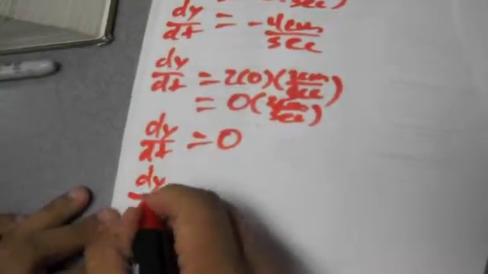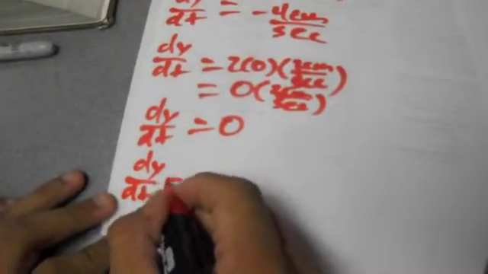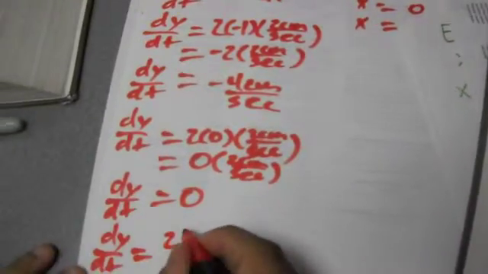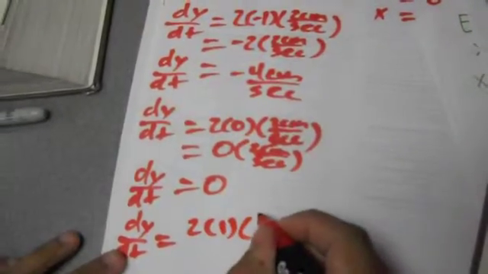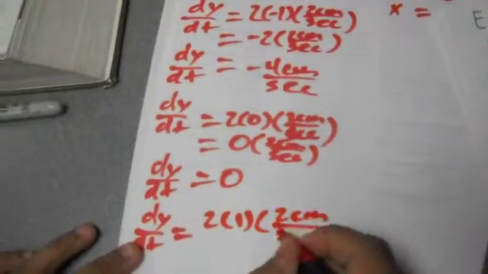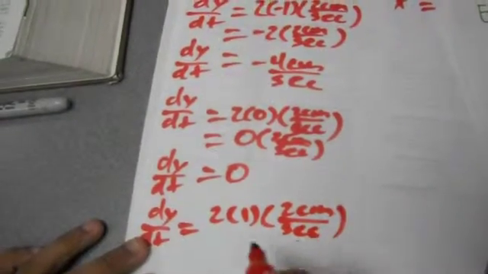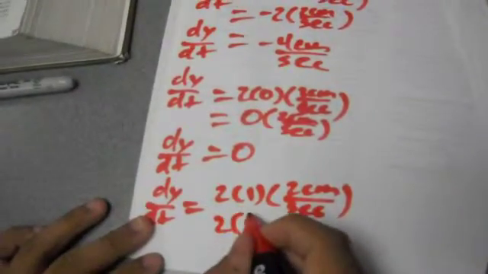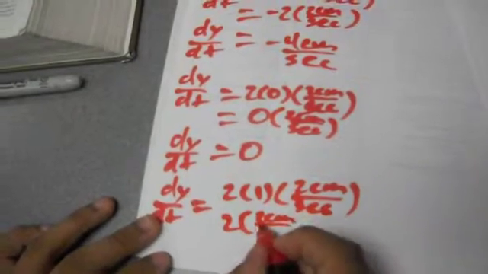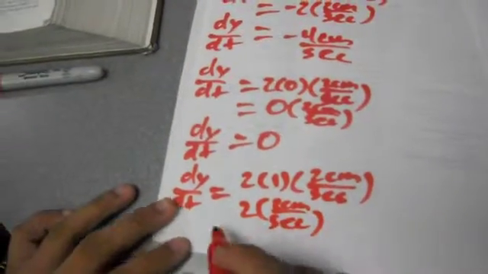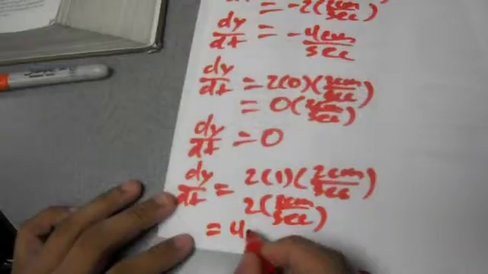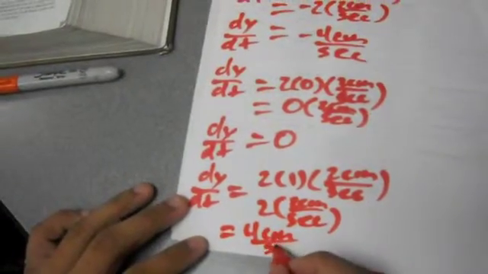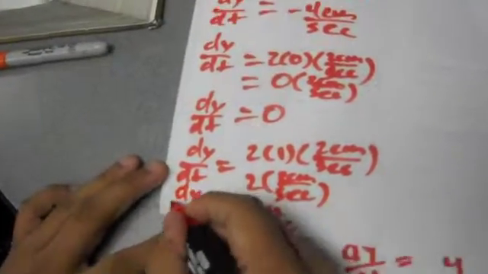And then the next one is just 1, which is basically the same as negative 1, but we still multiply the same thing. So it'll be 2 times 2 centimeters per second, which just ends up being 4 centimeters per second.